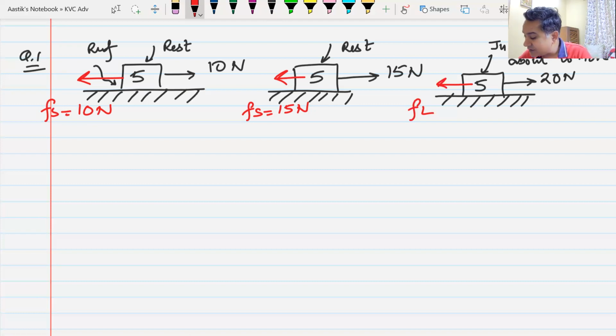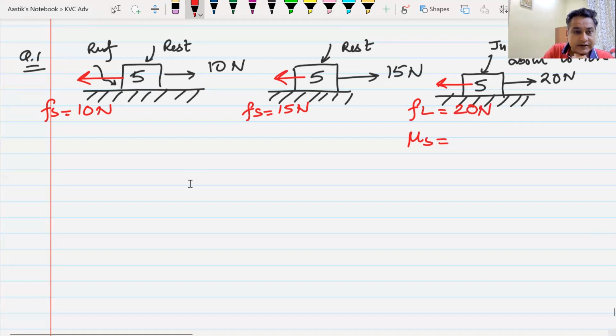What is the value of limiting friction now? 20 newtons. The value of limiting friction is 20 newtons. From here, you can calculate the value of mu s. My dear friends, please tell me the value of mu s.